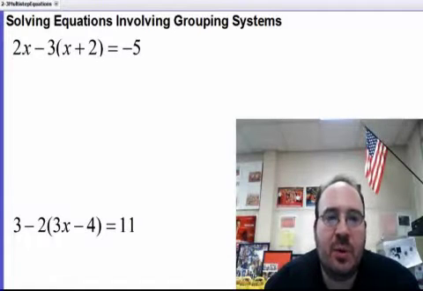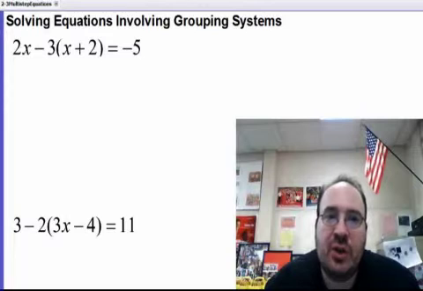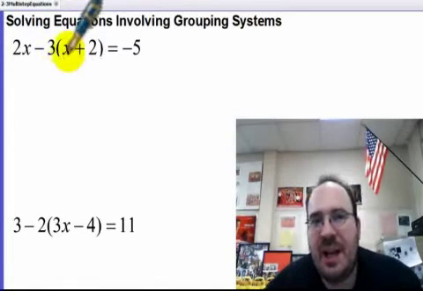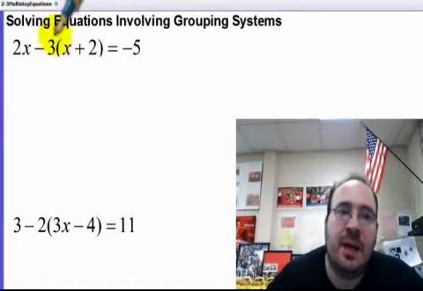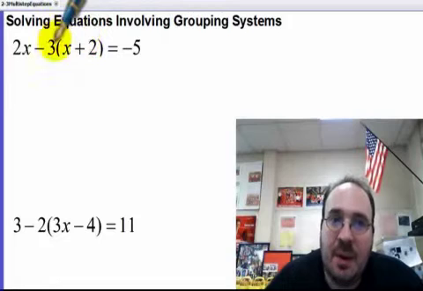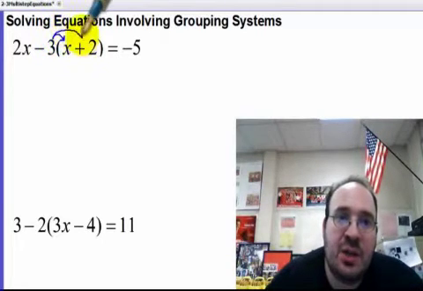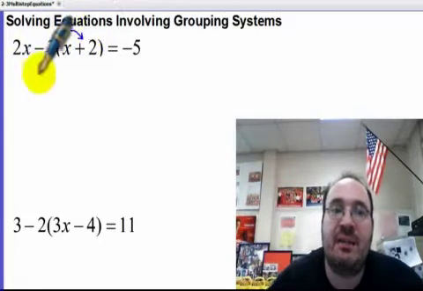Okay, let's do some problems involving grouping symbols. What you really want to do, if you could, is get rid of those grouping symbols first. Because I have an x and a 2 and those aren't like terms, I can't combine them, but I could distribute the 3. Notice that because there's a negative with this 3, I'm actually going to multiply everything by negative 3.